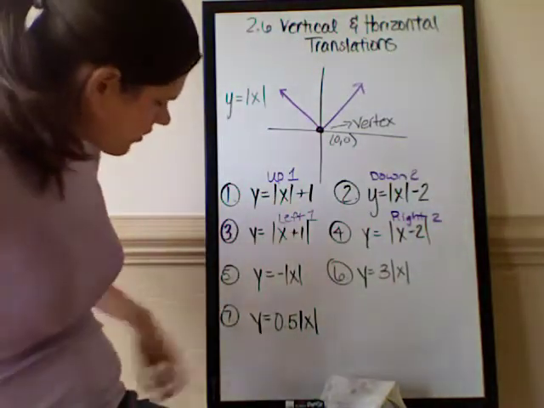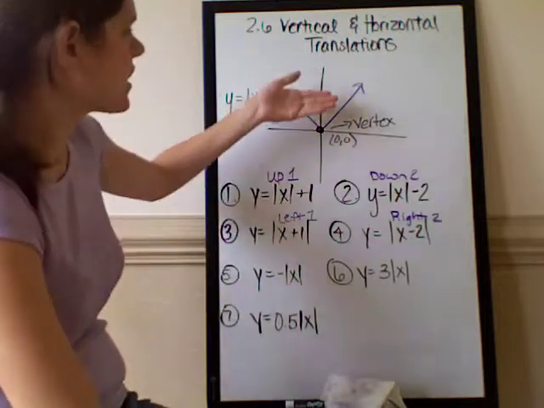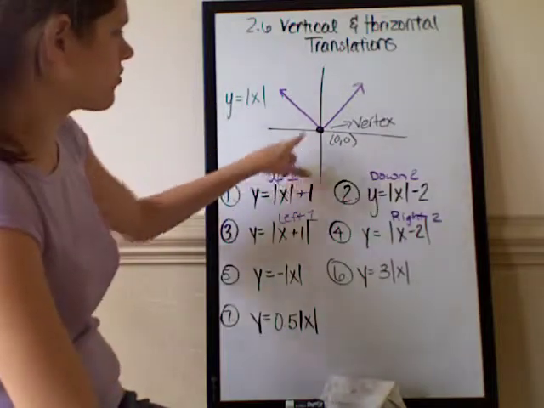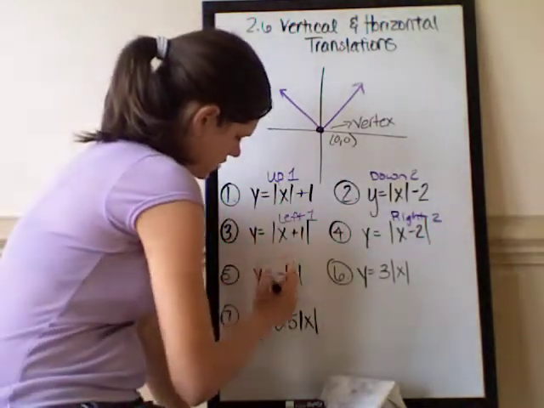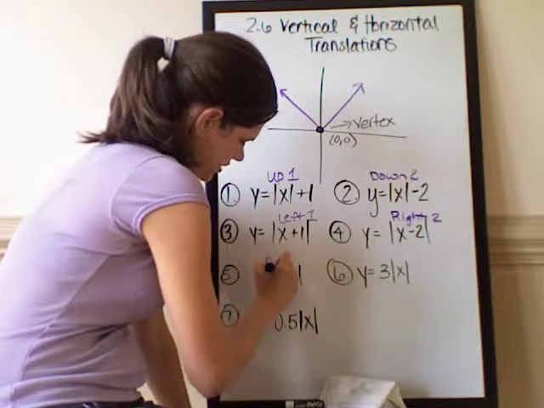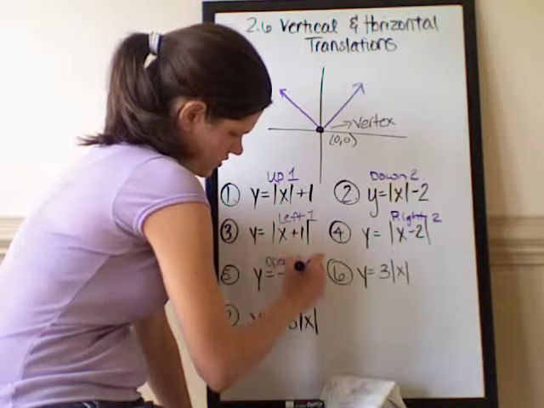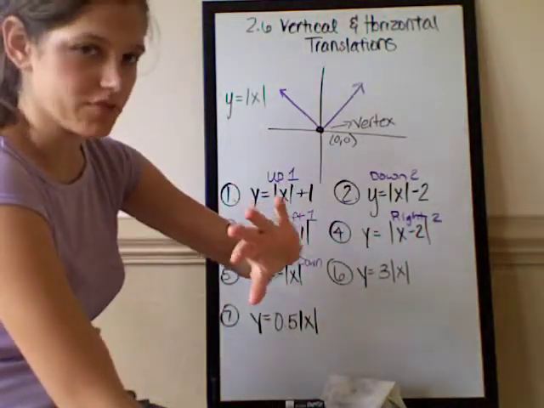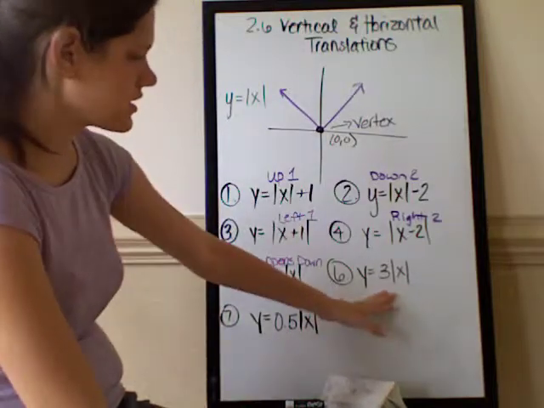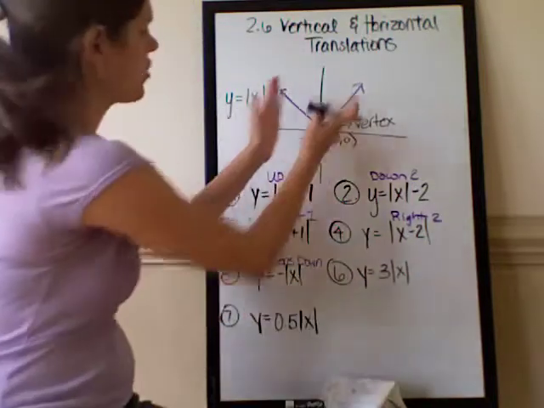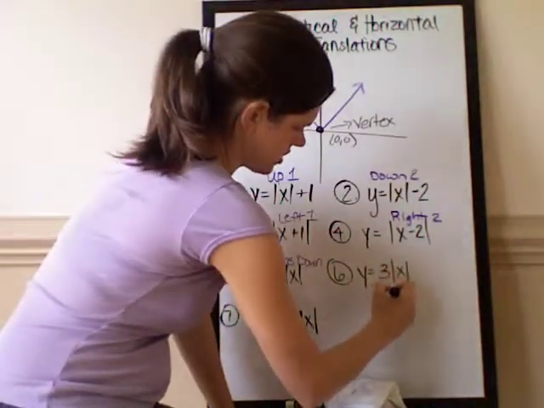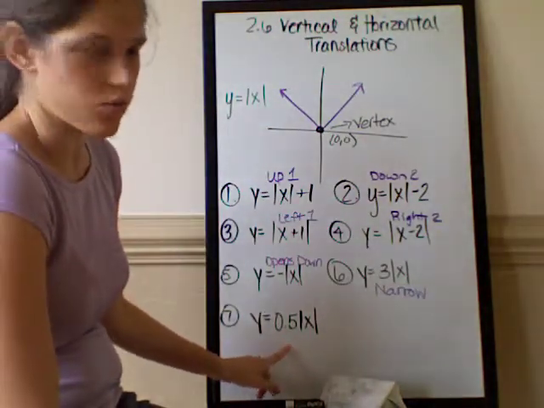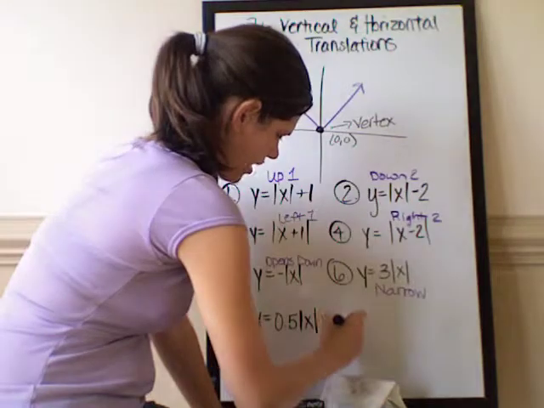Alrighty. For number 5, you should have seen that instead of the V being in the V position, it was an upside down V. So it would have gone downwards. So we're going to call this opens down. Okay, you should have seen that the vertex did not move, it just flipped over. Alright, number 6, this 3 out front made your graph more narrow. And then the 0.5, or also known as 1/2, made it wider.